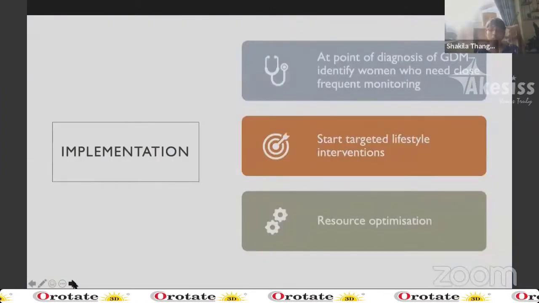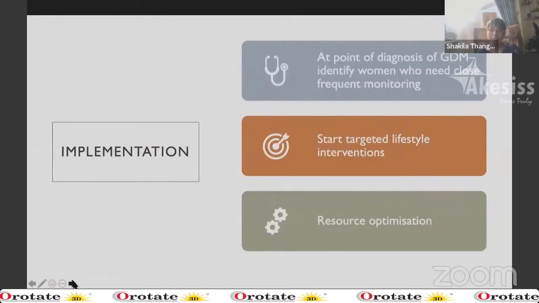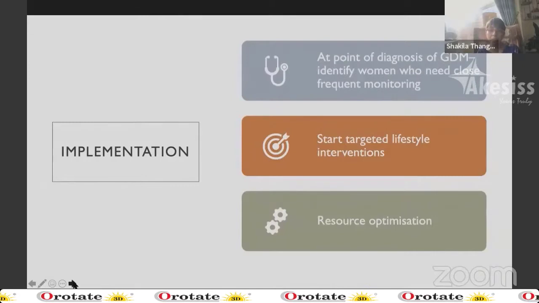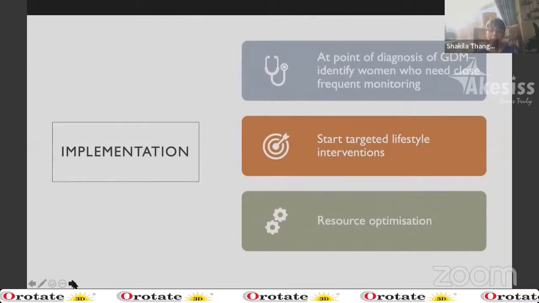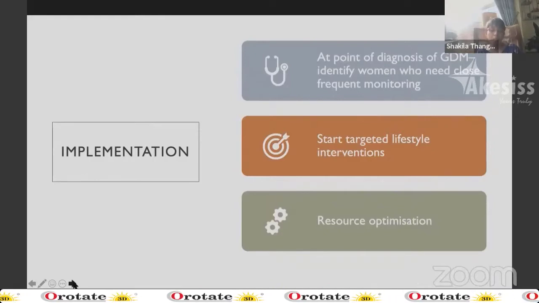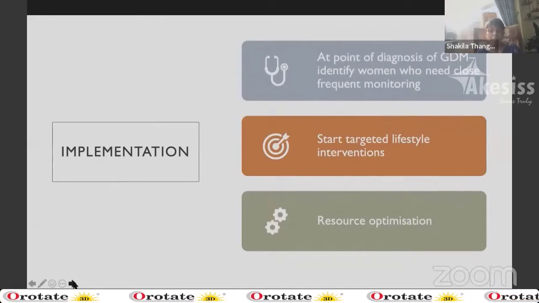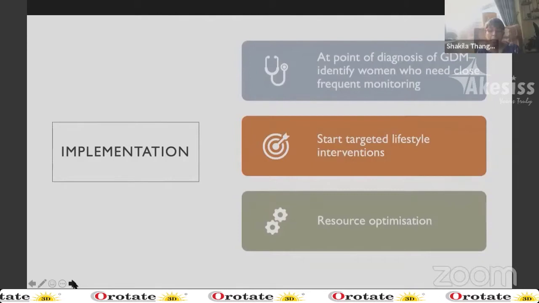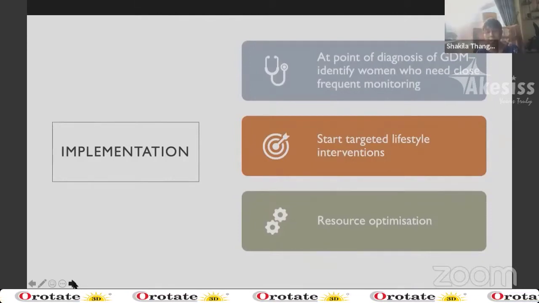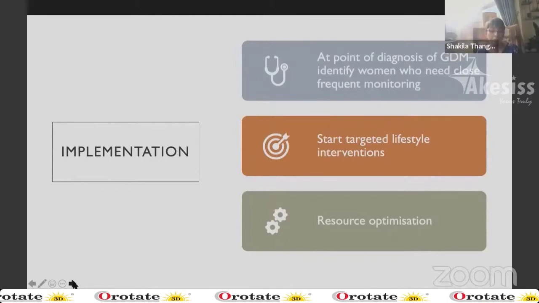So what do these things mean for implementation? At the point of diagnosis, it helps us to identify who needs close monitoring. We can start targeted interventions, which I'm going to talk about later. And if you are in a setup like the National Health Service, where we are based, it also helps us to optimize the resources. And it helps in any healthcare setting to minimize the resource waste.